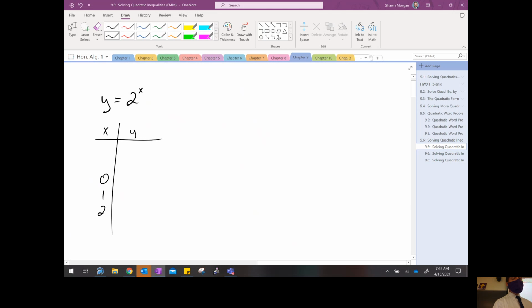So here's my input, here's my output. Class, what is 2 to the 0? And what is 2 to the first? And what is 2 to the second? And what is 2 to the third, just for one more? 8. Okay.